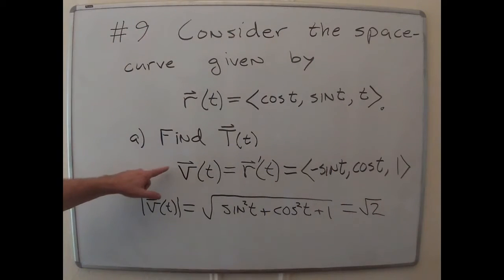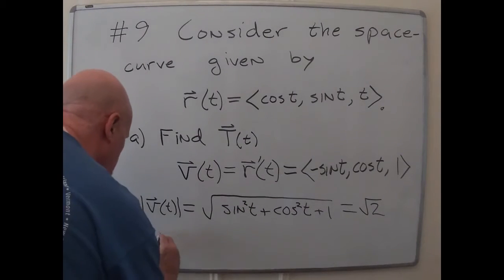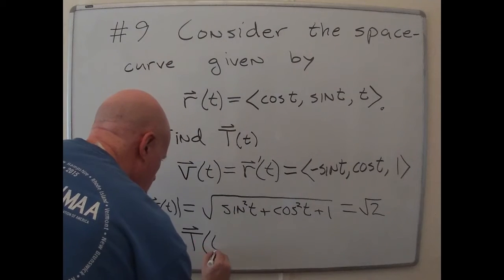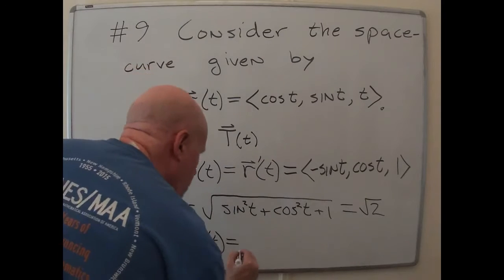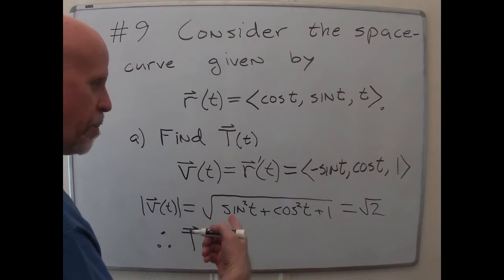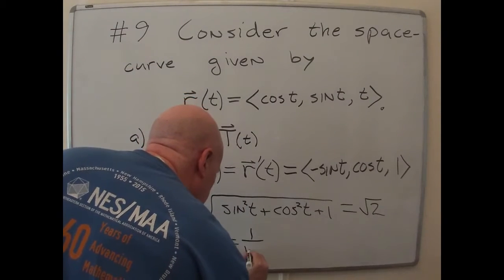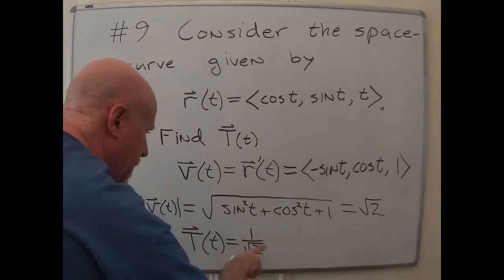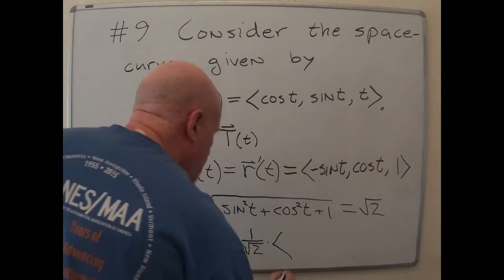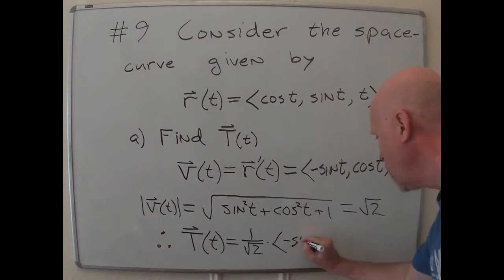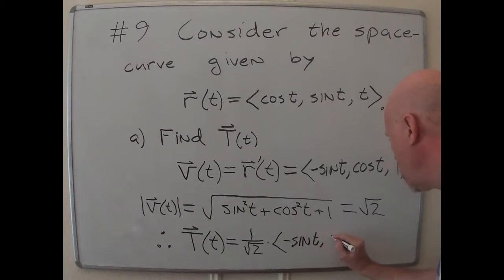So we're essentially there. To get the unit tangent vector, just take this velocity vector and divide it by its length. I prefer to write that as multiplying out front by the reciprocal of its length. It's a subtle difference, but it feels better to me. I've got a constant times a vector. And then what is the vector? The same thing we just had for the velocity: minus sine t, cos t, and 1.